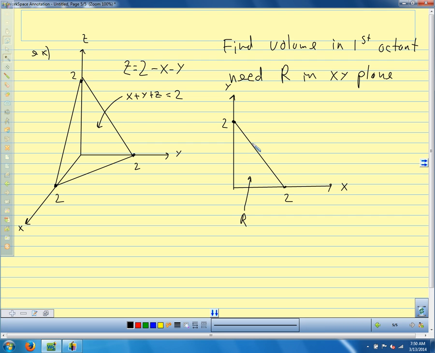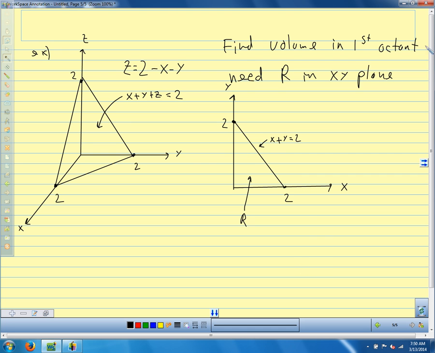And so here's a shortcut for the equation of this line. In the xy plane, what's z? Z equals 0. That line is x plus y equals 2. So we could find the slope. We know the intercept. We can figure out the slope. We can do it that way. But in the xy plane, z equals 0. So that line is just x plus y equals 2.